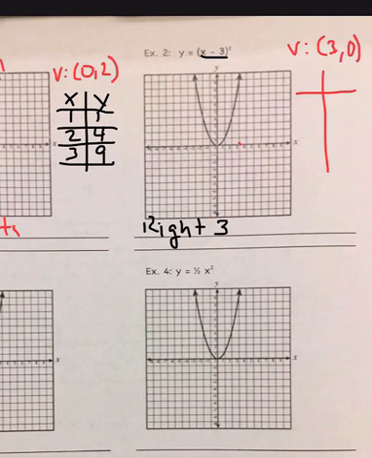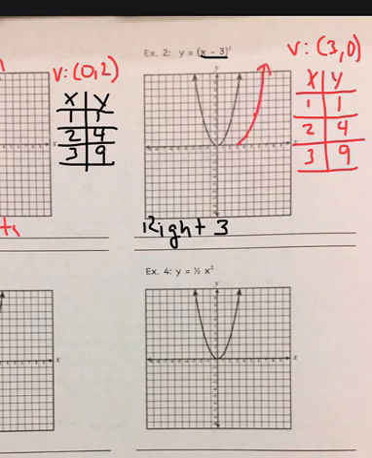So you can see it. And then for x and y, because I don't have an a value, I don't have to make a new y. So it's just going to be 1, 2, 3 and 1, 4, 9. So I move 1 to the right and 1 up. I move from the vertex 2 to the right and 4 up. And then I move 3 to the right and 9 up. Then I connect the dots.